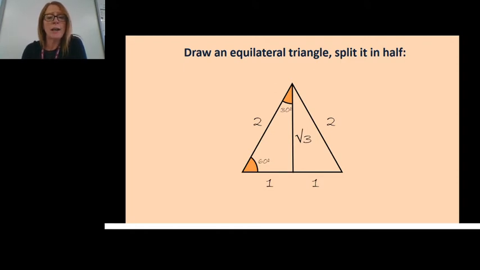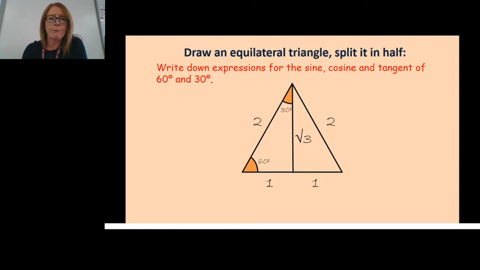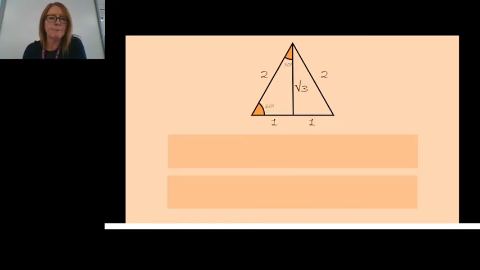Okay, so we've got an angle of 60 degrees at the bottom, an angle of 30 degrees at the top because we've split the triangle in half. The hypotenuse is 2, the base is 1, and the side is root 3. Now, we're going to use this triangle to calculate angles of 30 degrees and 60 degrees for sine, cosine and tangent.